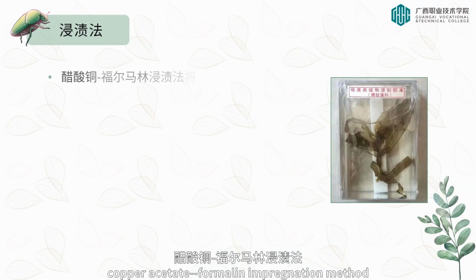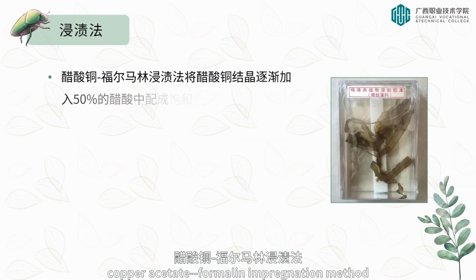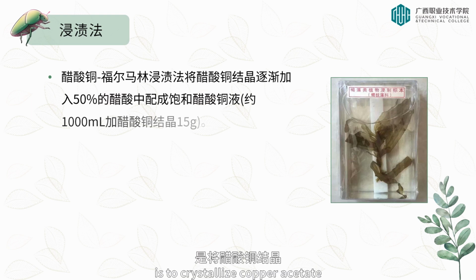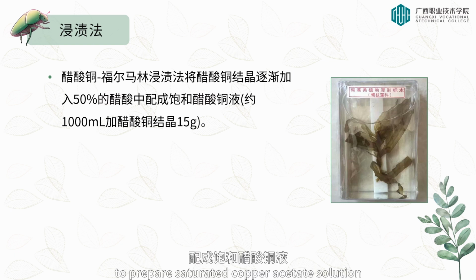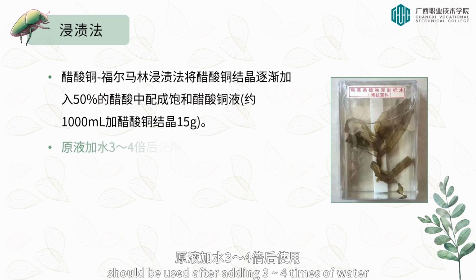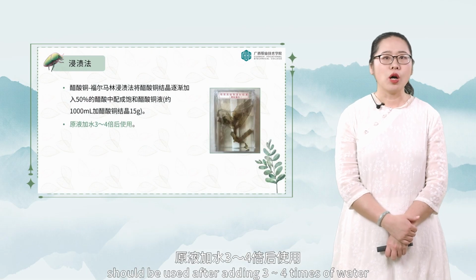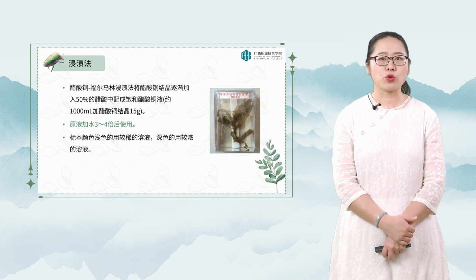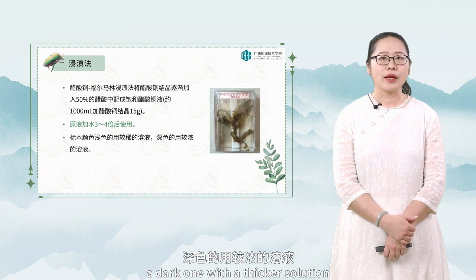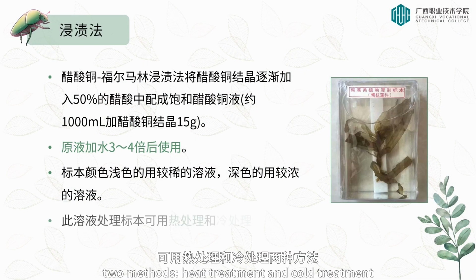Copper acetate formalin impregnation method is to crystallize copper acetate and gradually add it into 50% acetic acid. To prepare saturated copper acetate solution, the original solution should be used after adding 3 to 4 times of water. The specimen with light color is used with a dilute solution, a dark one with a thicker solution. 2 methods: heat treatment and cold treatment.